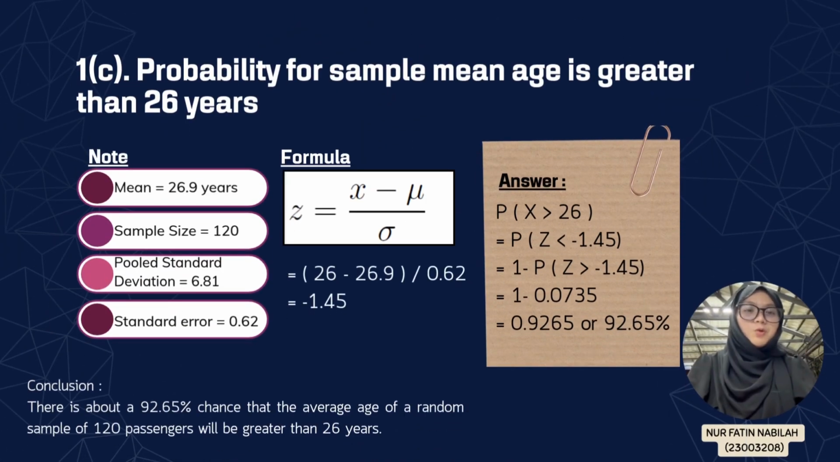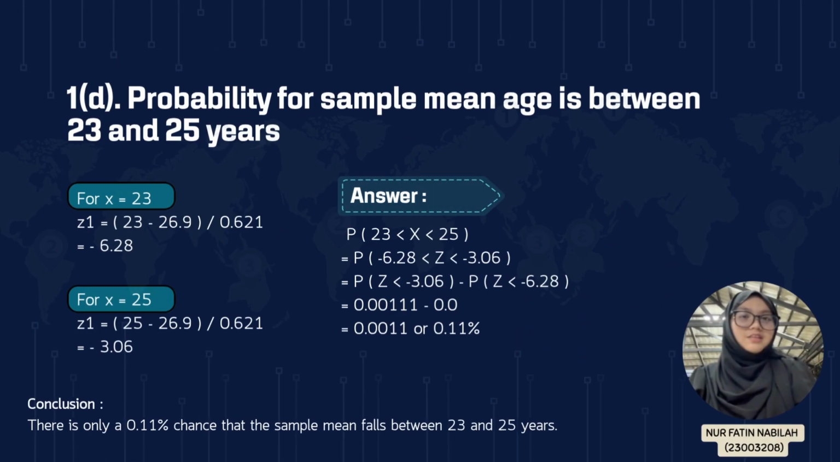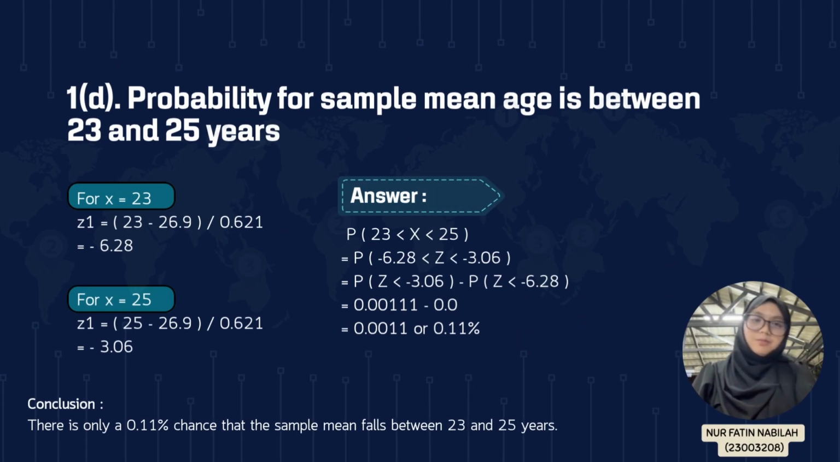Moving on to part C, I calculated the probability that the sample mean is greater than 26 years using the central limit theorem and the appropriate standard error. I found the probability to be approximately 92.65%, indicating that it's highly likely for the sample mean to exceed 26 years. Lastly, for part D, I calculated the probability that the sample mean falls between 23 and 25 years. The result was only about 0.11%, meaning it is extremely unlikely for the sample mean to fall within that narrow range given the population distribution and the sample size. Now I will pass to the next presenter.